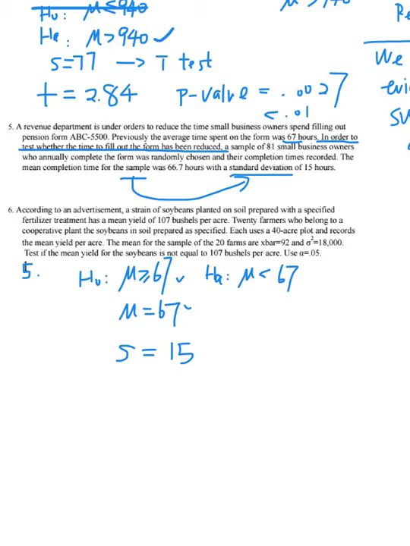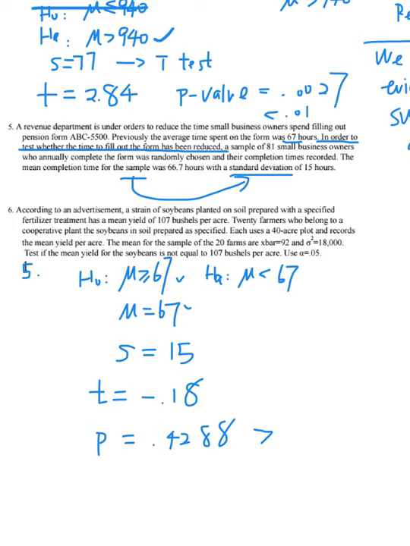And for mu, less than 67, and then calculate. So this is the output from my calculator. T stat is equal to negative 0.18, and the p-value is equal to 0.4288, and this number is bigger than the significance level.